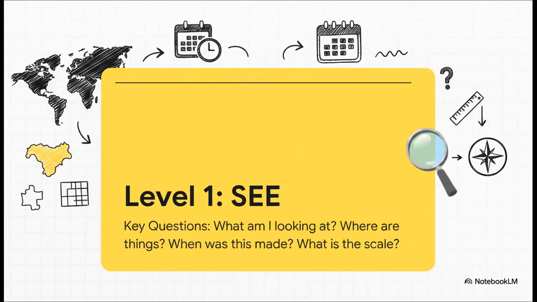Okay, level 1 is all about just getting your bearings. It is pure observation. Before you even think about interpreting anything, you just have to state the obvious. What is this a map of? Where are the key things? When was this data collected? And this one's super important. What's the scale? Are we looking at the whole globe, a single country, or one city block?